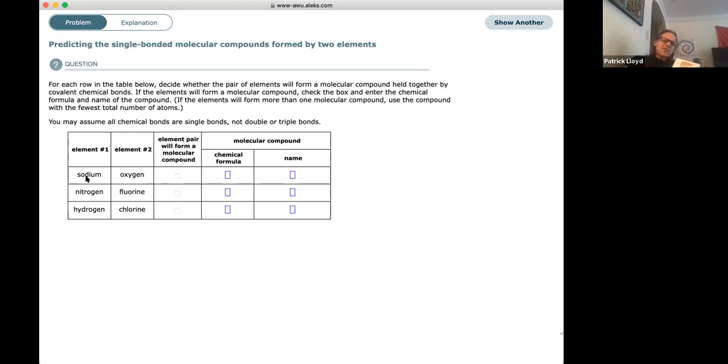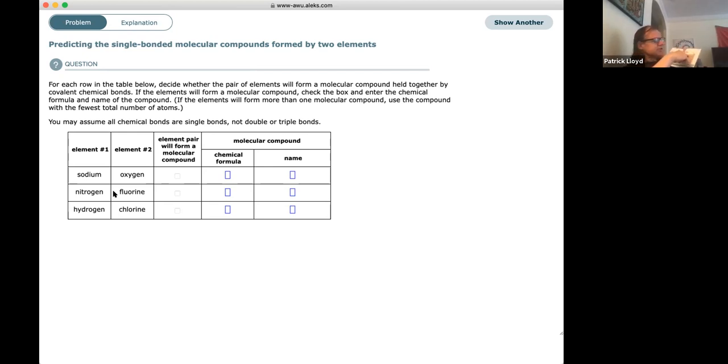Okay. Second one, nitrogen and fluorine. Nitrogen is a non-metal over here. Fluorine is a non-metal over there. That's a molecular compound. Now here's how you go about it. Nitrogen needs 3 bonds, right? It's in group 5A, so it needs 3 bonds. Fluorine only needs 1. So fluorine is just going to form a bond to one other atom.